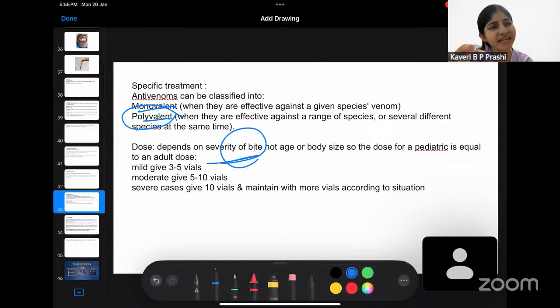If it is a mild bite, that is, a very small bite with little tissue disruption, then you try to give 3 to 5 vials. If it is a moderate bite where there's tissue displacement, a lot of oozing, a lot of bleeding, then you give around 5 to 10 vials. If it is a severe case, then you give around 10 vials, and even if you want more than that, you can give. This is what you have to remember.